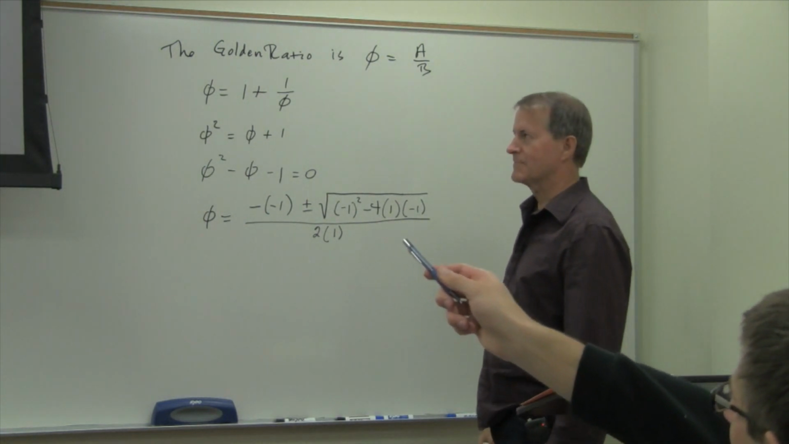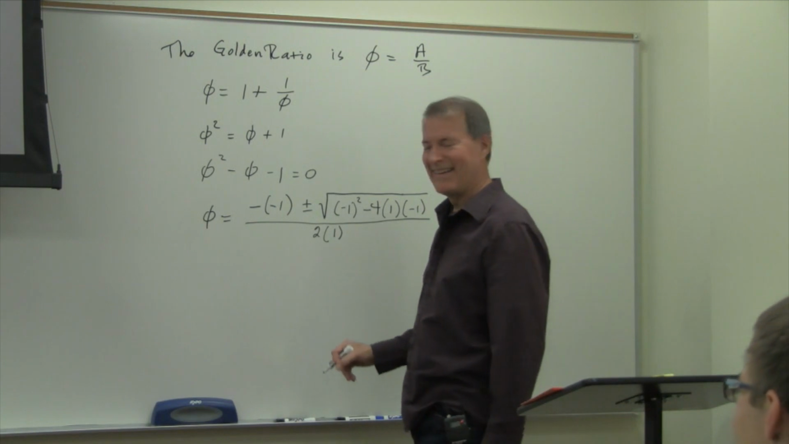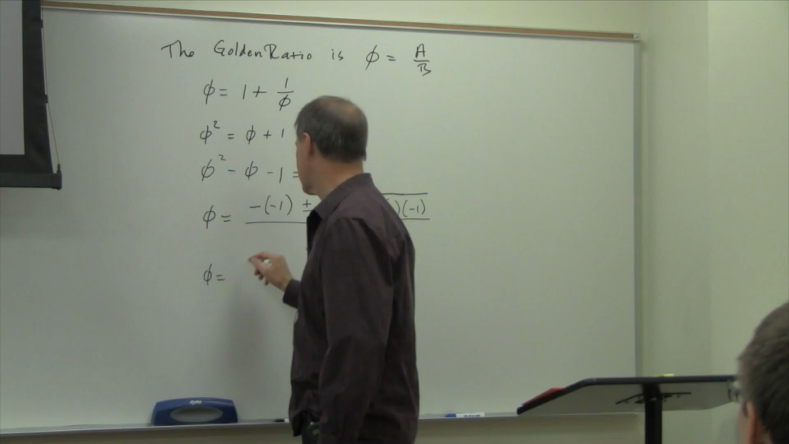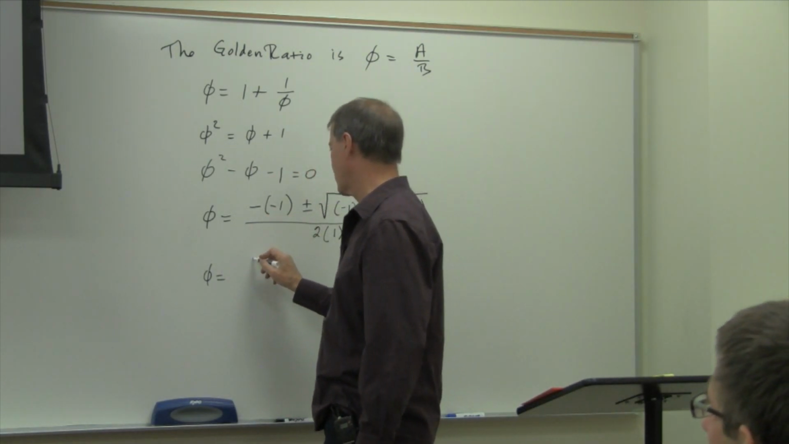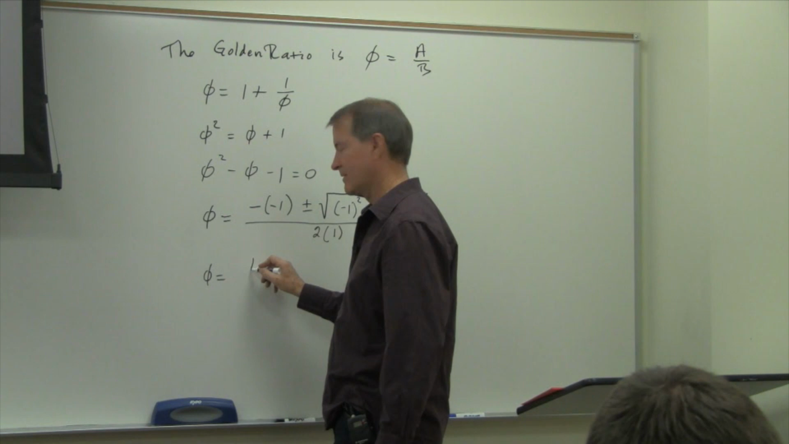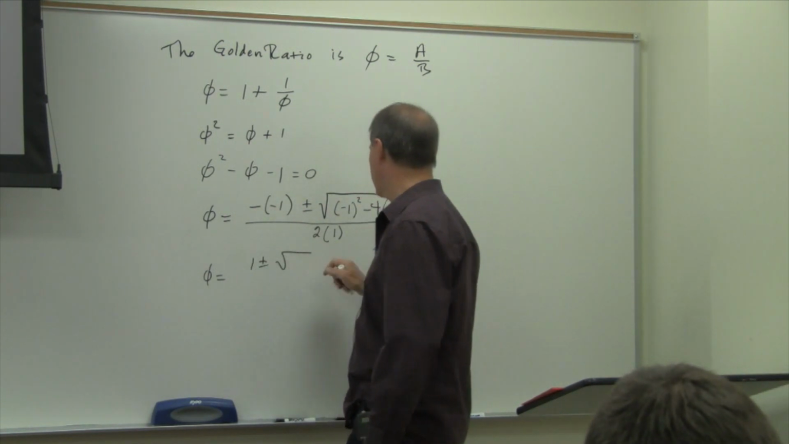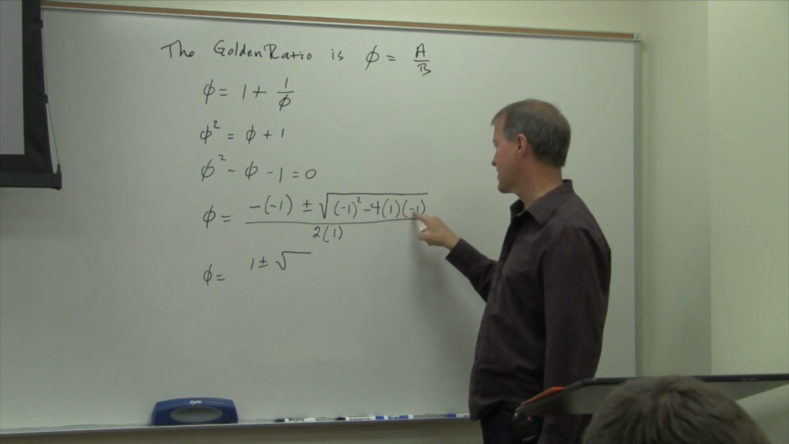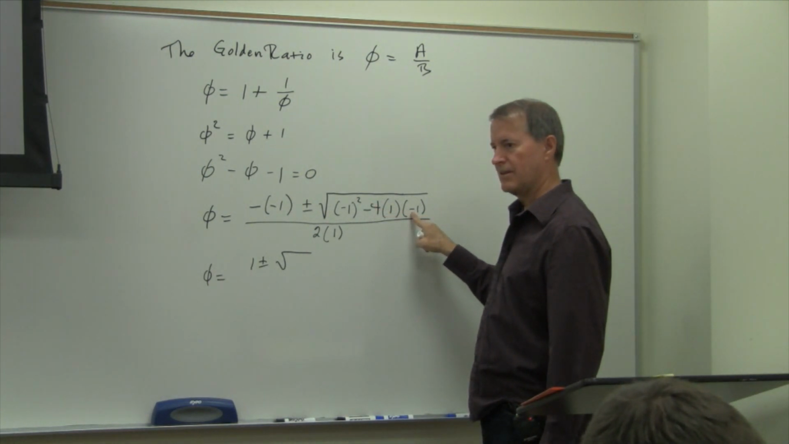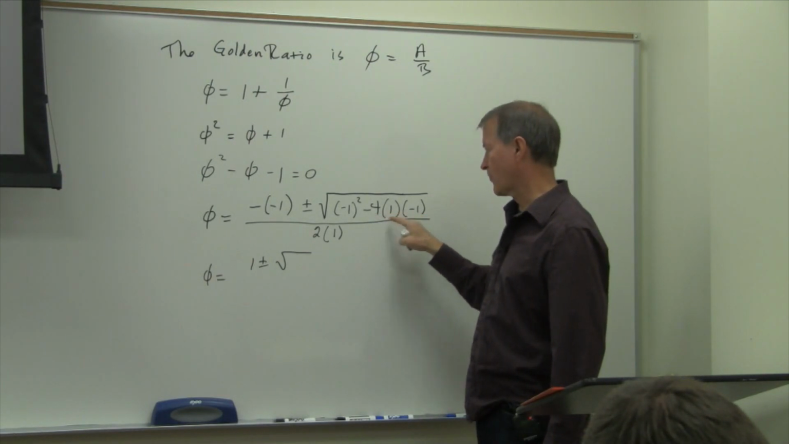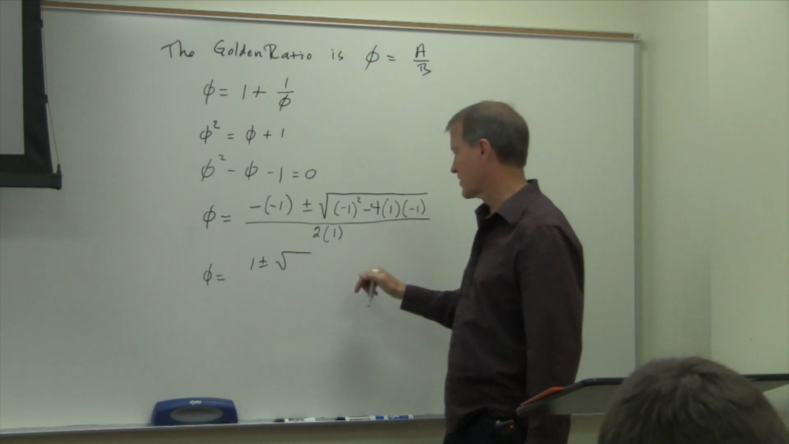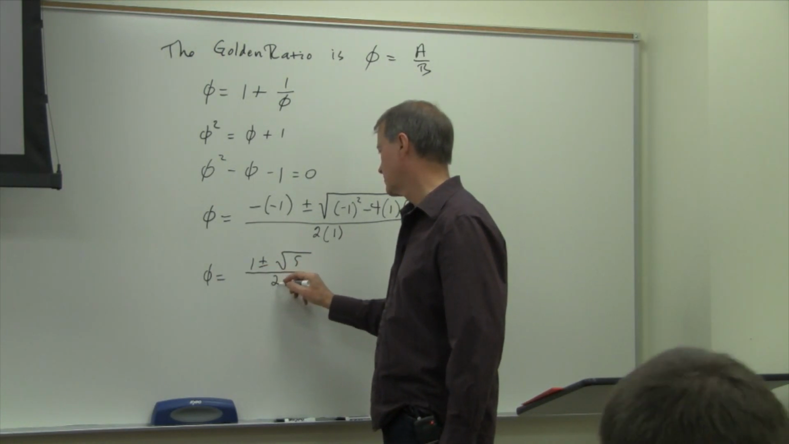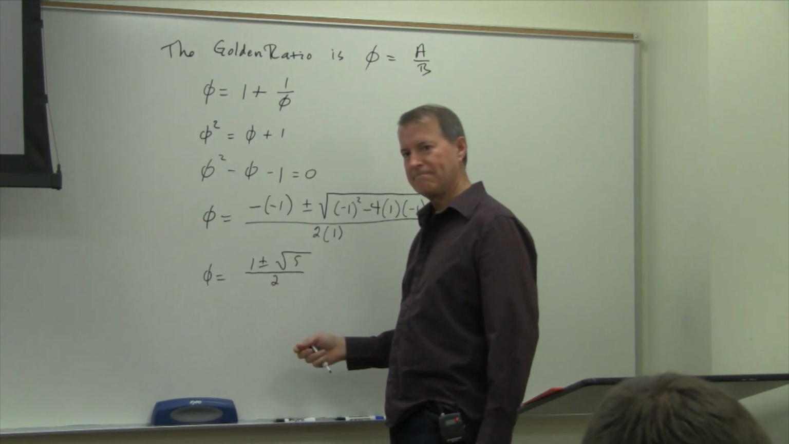Does it simplify? Well, let's see. Phi is minus negative 1, which is 1, plus or minus the square root of minus 1 squared, which is 1, minus negative 4, which is plus 4. Positive 4 plus 1 is 5. So this is 1 plus or minus the square root of 5 over 2. So there are 2 roots to phi.